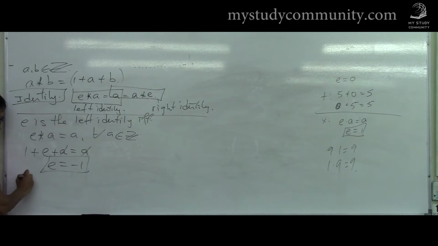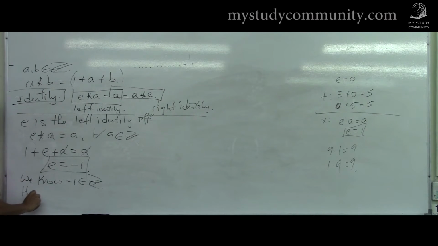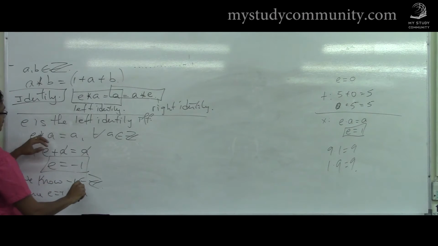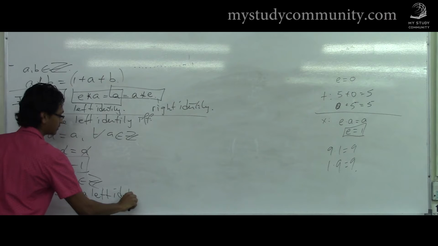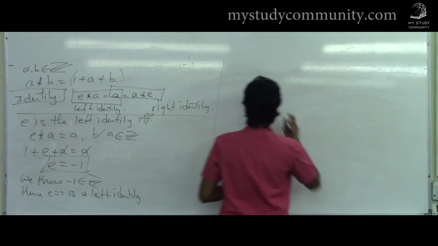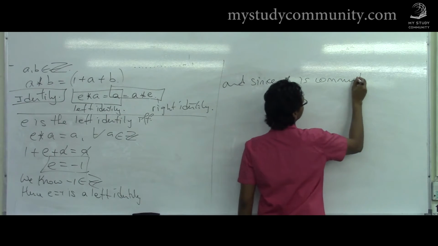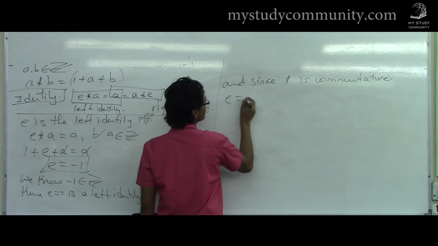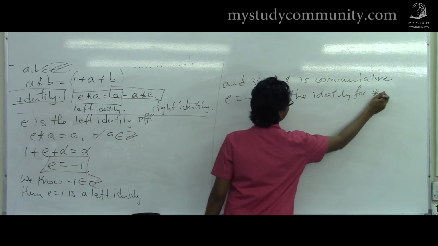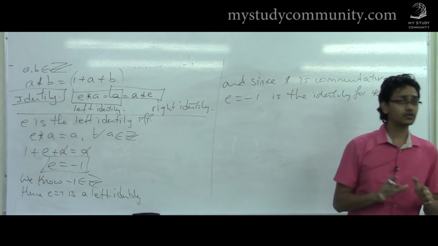So we know negative 1 is in Z. Yes? Hence, E equals to negative 1 is a left identity and since star, remember star is commutative, E equals to negative 1 is the identity for star. Everybody's okay? Straightforward so far. Anybody has any questions?